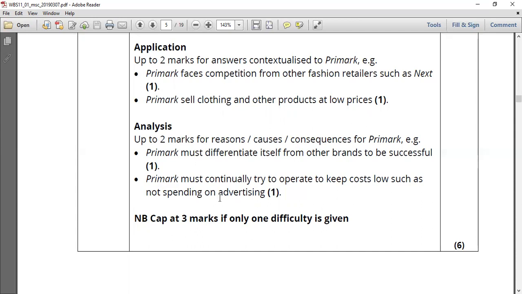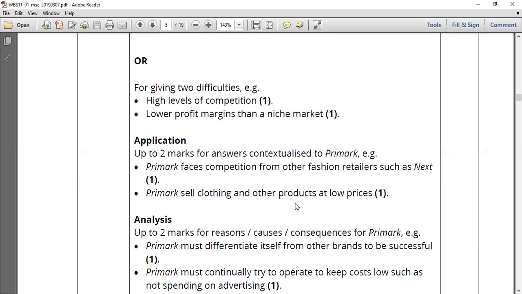So look at the analysis point. Primark must continually try to keep costs low, such as not spending on advertising. There's a low profit margin, so definitely what to do? Then you have to keep your costs low, such as not spending on advertising. Like that, you can analyze that point.